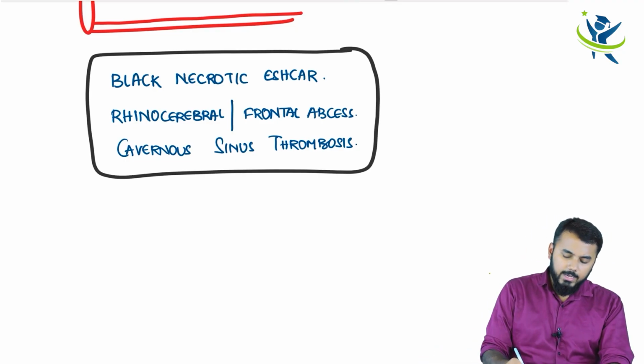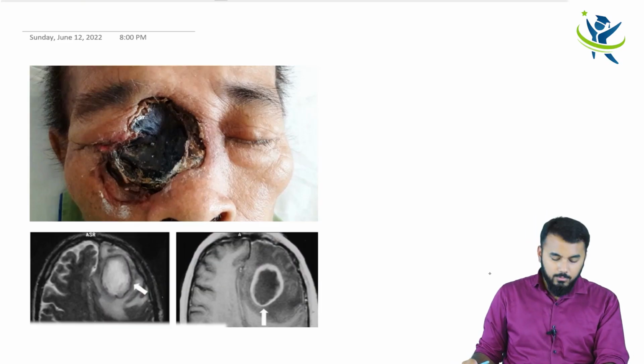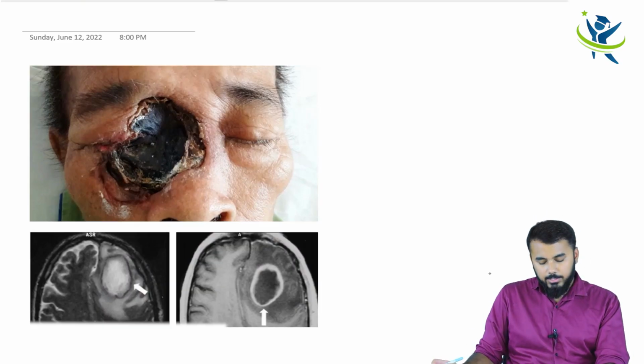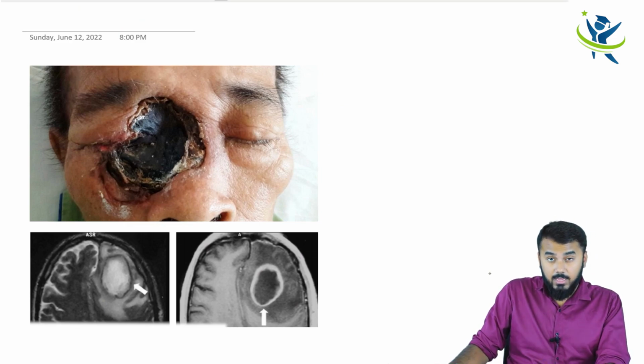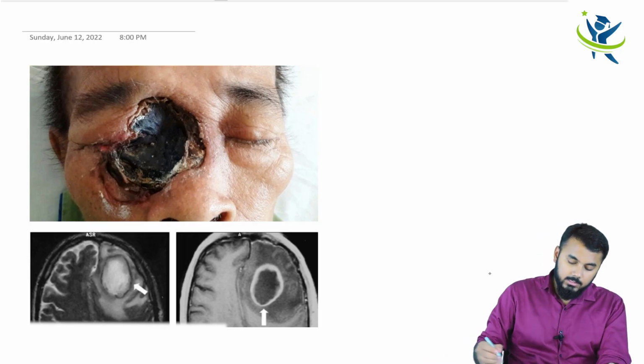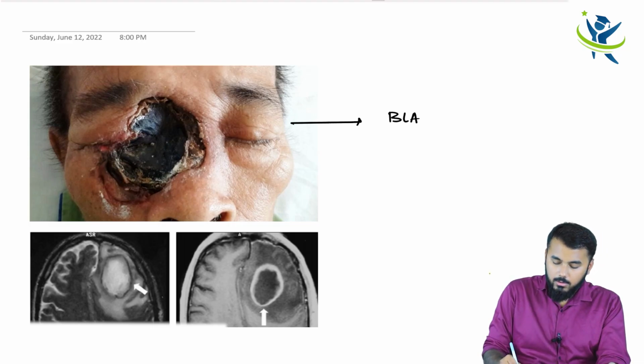So obviously, what is the diagnosis which I would make, guys? I would show you the pictures anyway. Let us look at the pictures, guys. Now look at this picture of this patient's face. This is not a traumatic injury, rather this is a fungal infection, okay? From the nose, the infection has passed to the orbit and caused black necrotic eschar of the face, right? So the vision will be lost, obviously. This is a black necrotic eschar.